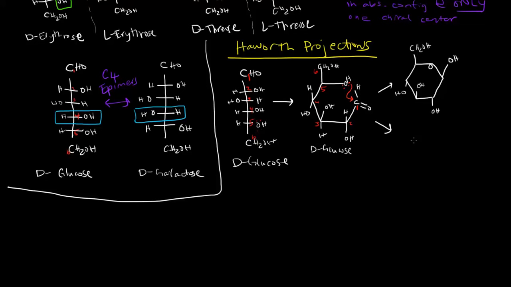Okay? But if we attack from the bottom of the plane, all this stuff is the same. First of all, we get this. Now, the only way these two molecules differ is right here, at this carbon here. This carbon here is the only carbon at which these two differ in stereochemistry. Now, this carbon is called the anomeric carbon.